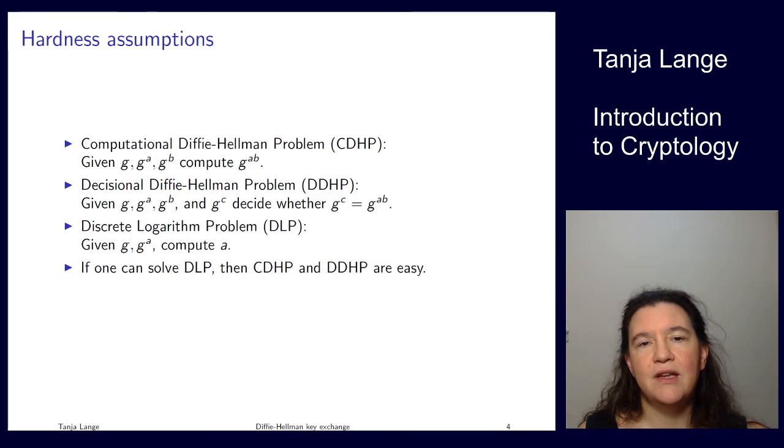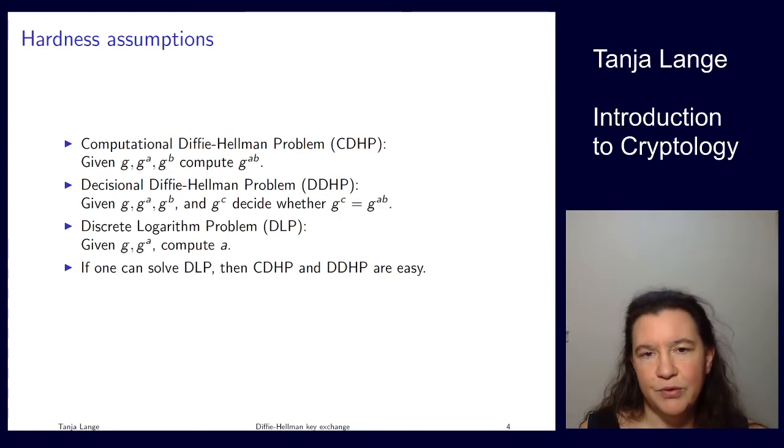Sometimes we want to make sure that our system is secure even against a weaker attack, where Eve already wins if she can just decide whether this g to the c is actually g to the ab or not. That's called the decisional Diffie-Hellman problem. So Eve is presented with a triple. Everybody knows g, g to the a, g to the b. And then Eve also gets some g to the c, and it's 50-50. It's either some random power of g, or it is g to the ab. And there you already see one example of why it matters whether g has prime order or whether it's composite, because otherwise you can maybe get something about whether the exponent is even or not, and therefore get a higher than 50% chance of breaking it.